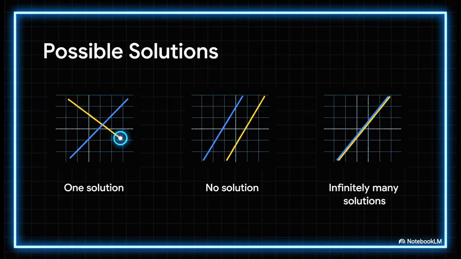Now here's a cool thing. When you have two lines, there are really only three ways their story can end. They can cross at exactly one spot. That gives us one solution. They could be parallel, right? Just running alongside each other forever, but never ever touching. That's no solution. Or, plot twist, they could secretly be the exact same line, just written differently. In that case, they share every single point, giving us infinitely many solutions.